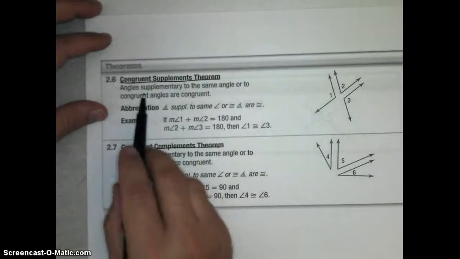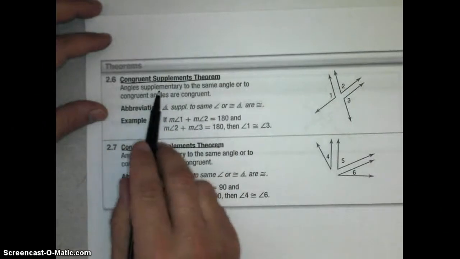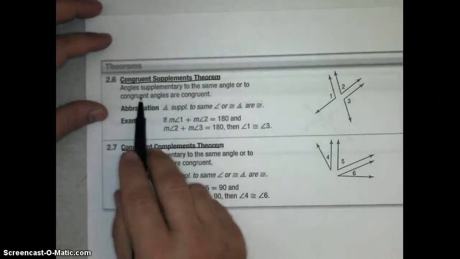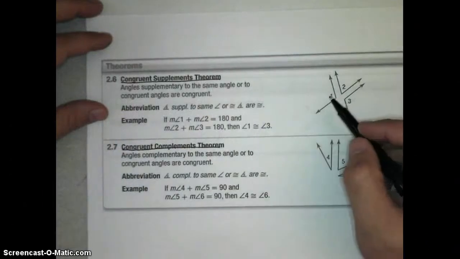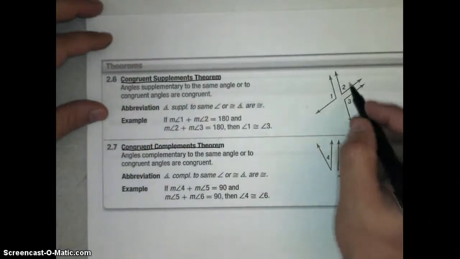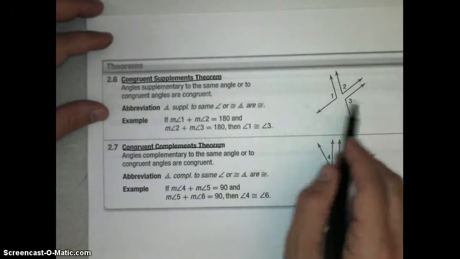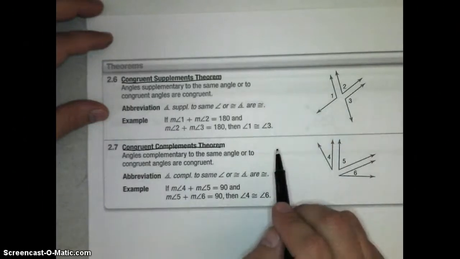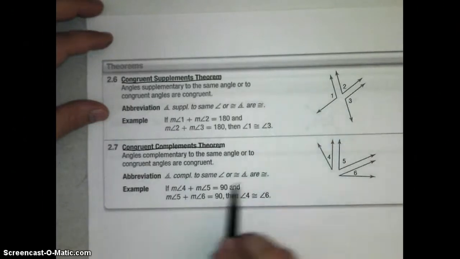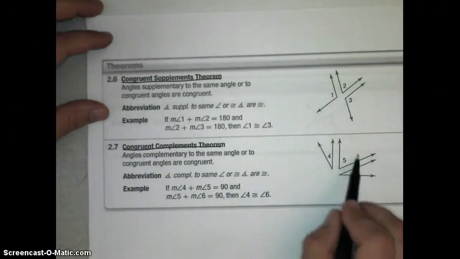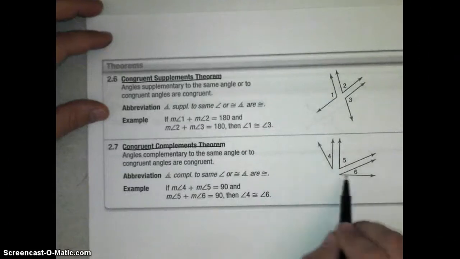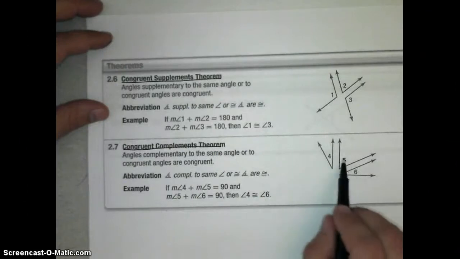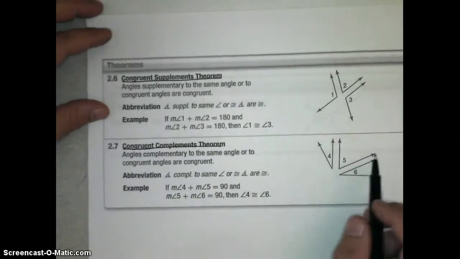Congruent supplements theorem: if we have angles that are supplementary to the same angle or to congruent angles, then they have to be congruent. So if we know that 1 and 2 are supplementary and 3 and 2 are supplementary, 1 and 3 have to be the same measure, so they have to be congruent. Same thing with complementary. If we have two angles that are both complementary to the same angle, 4 and 5 would make a right angle, 5 and 6 would also make a right angle. That means these two have to be equal because they use the same value as their complement.